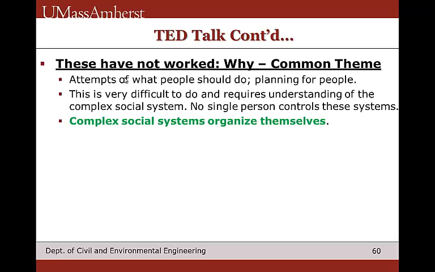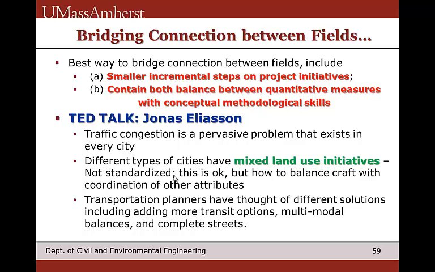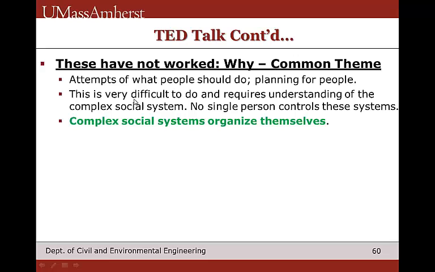And so these solutions that I mentioned here, more transit options, multimodal balances, and so forth, they have not worked. And the question is why? And they have a common theme, and it's the attempts of what people should do. So you're planning for people. So it's very difficult to do this on any type of modeling scale, and it requires understanding the complex social system. Now, no single person controls these systems.